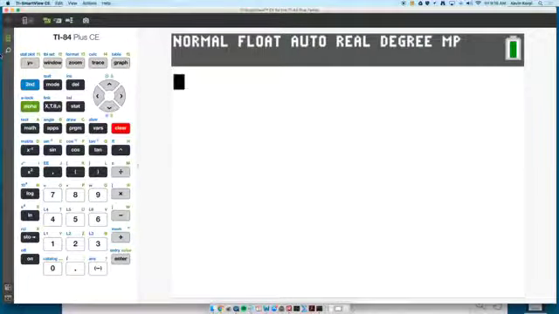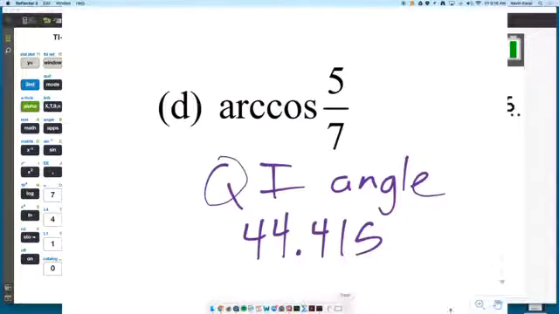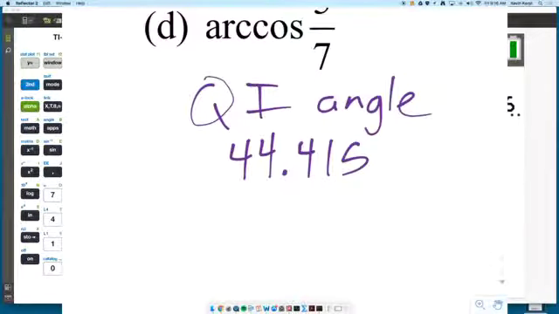Do I go alpha A, alpha R, alpha C? No, I don't. I hit second cosine, good, of 5/7. And we should end up with an angle that's positive between 0 and 90. 44. That's pretty much what I thought it was. 44.415. So you would write that down and still lose a point. Degrees. Right. Sweet.